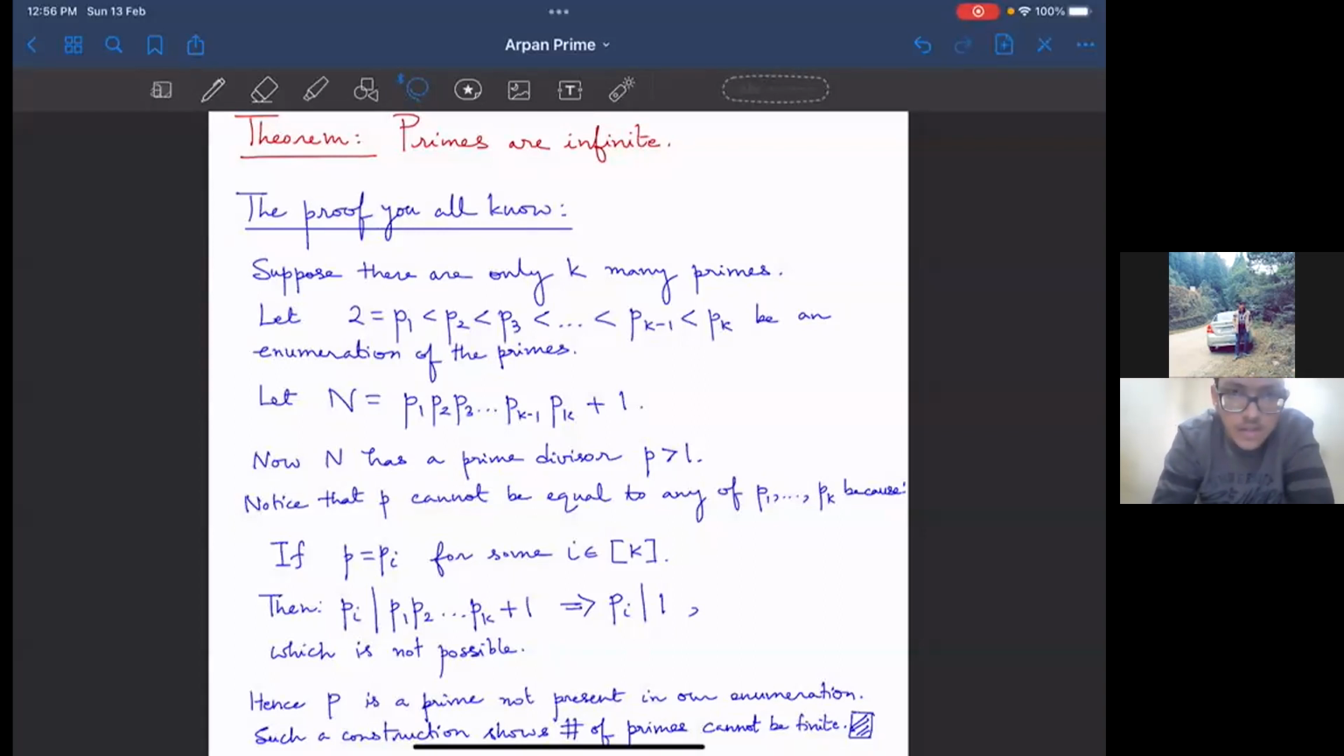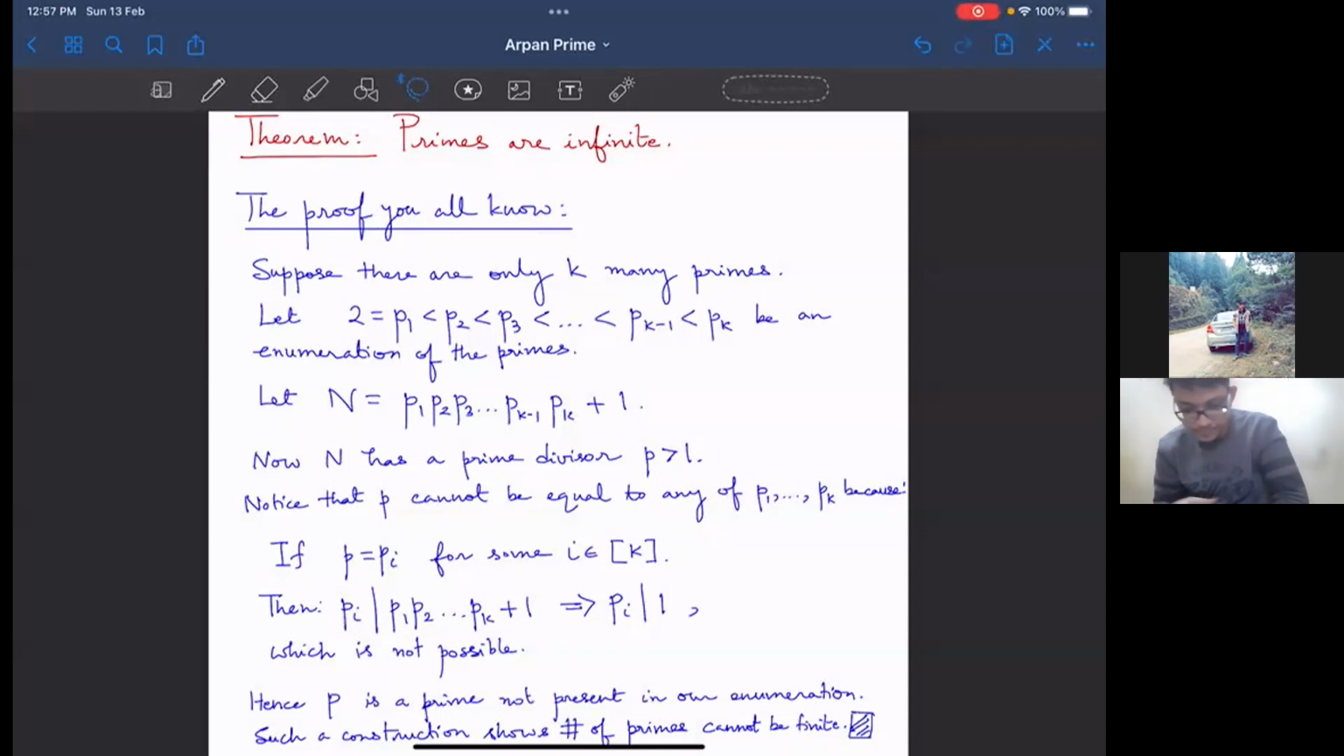In this video, we shall discuss two alternative proofs of one of the most fundamental theorems of number theory, which can be stated as simply as this. The number of primes is infinite, or the cardinality of the set of prime numbers is infinite. I shall begin with a proof that all of you know, and I'm sure all of you have seen.